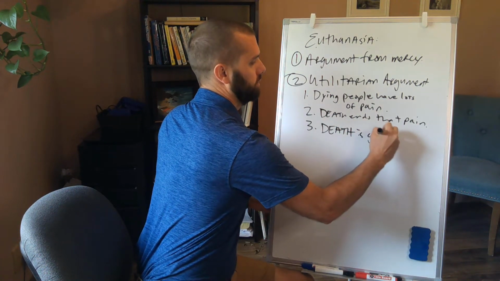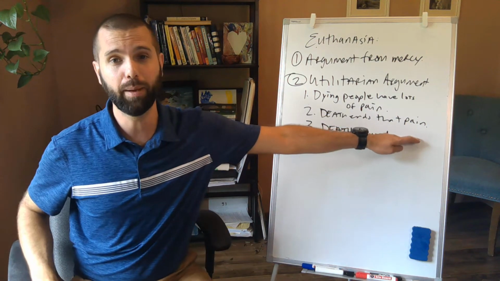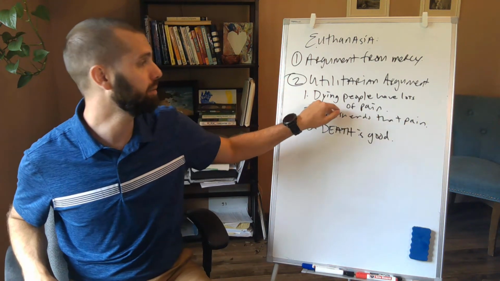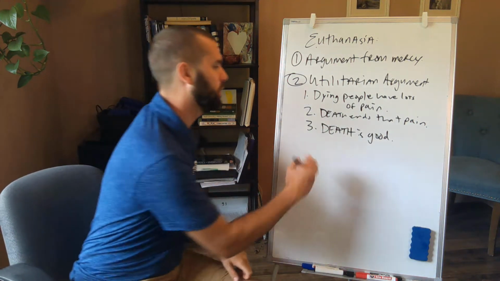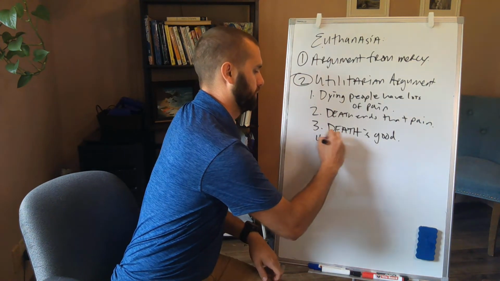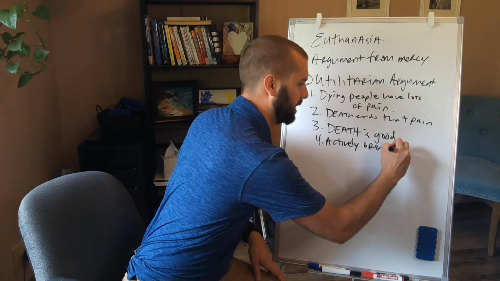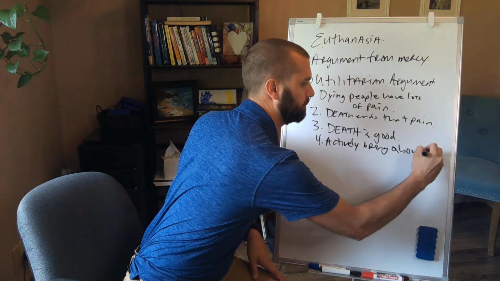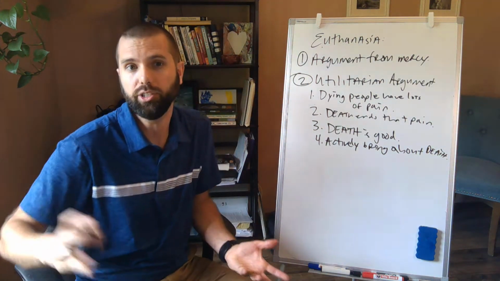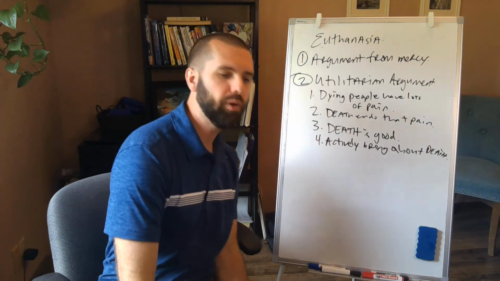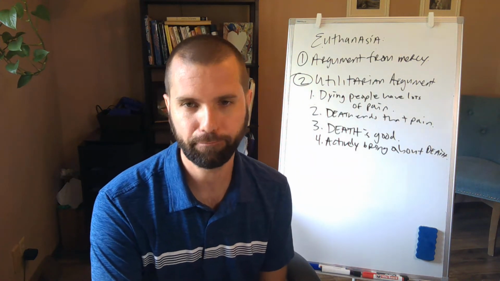is good on the utilitarian principle, because it reduces the net amount of pain in the world, right? Because dying people have a lot of pain. Death will end it, so death is good. And so we should actively pursue death. I'm going to write it like this. Actively bring about death. That's euthanasia, right? Why would it be good then? Well, because it reduces the amount of suffering in the world, right?